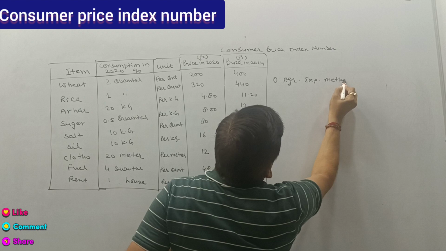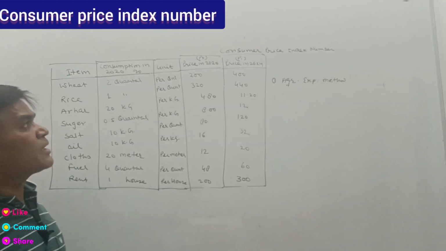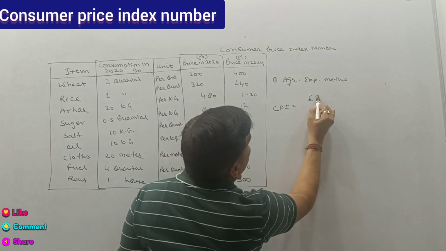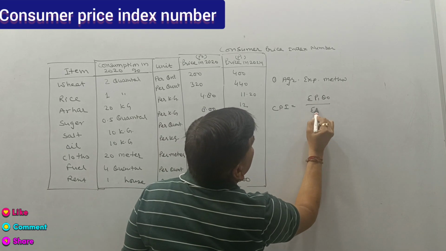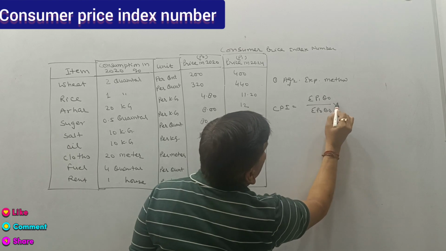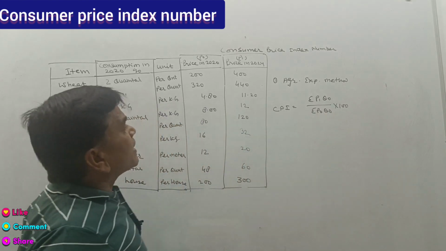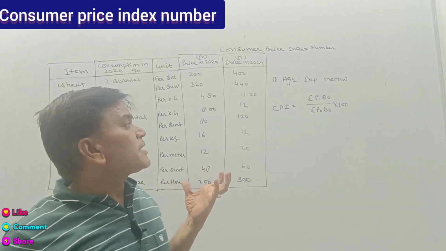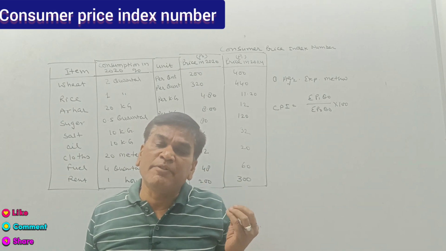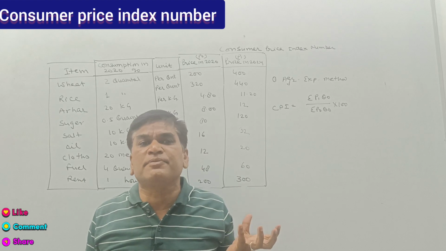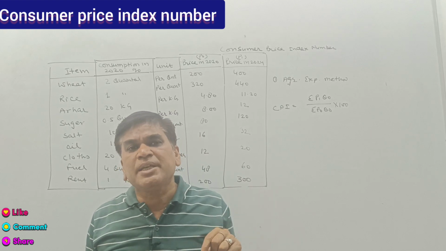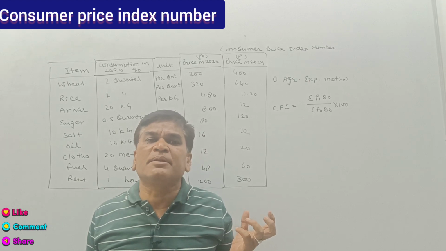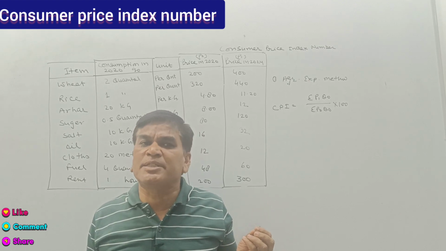In this method, we get the consumer price index as sigma P1 Q0 divided by sigma P0 Q0 multiplied by 100. For this method, we take the multiplication of the current year price with the base year quantity, that is P1 Q0, divided by the multiplication of the base year quantity and base year price.